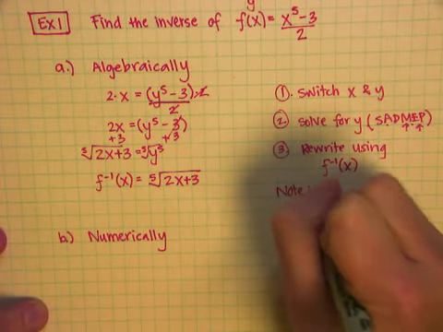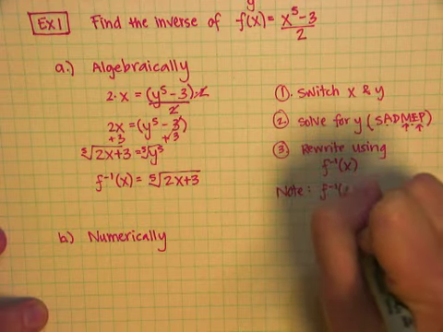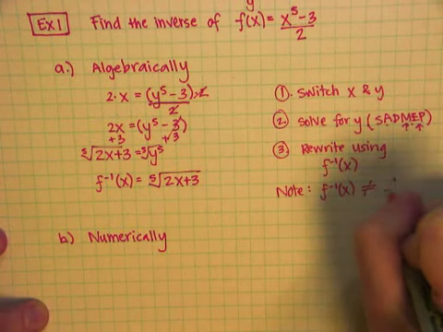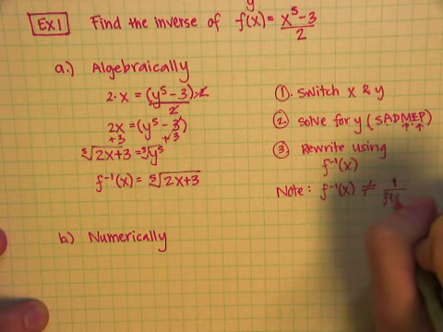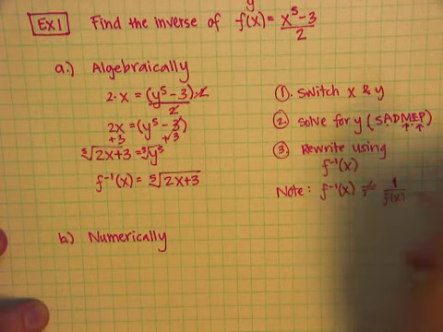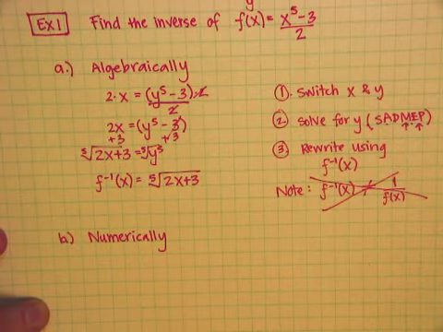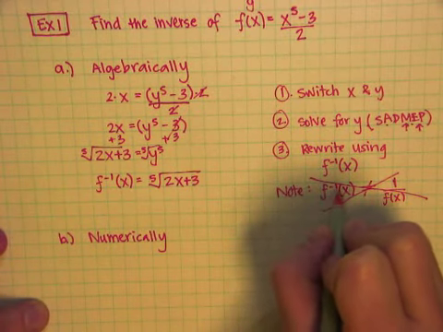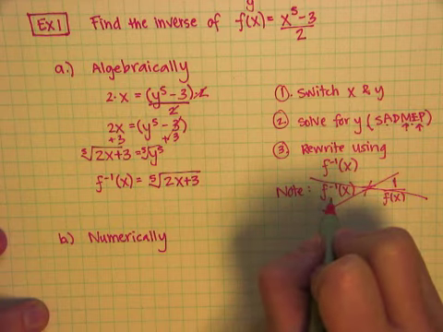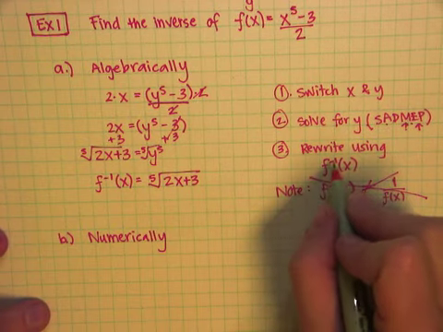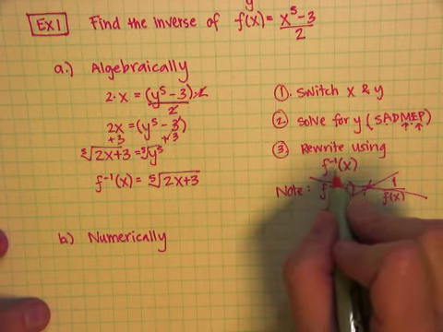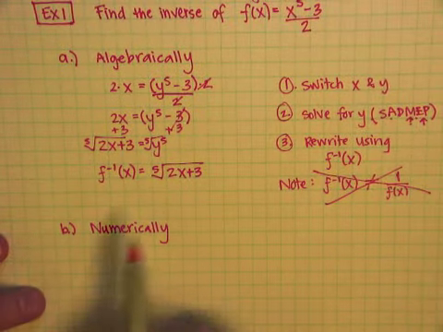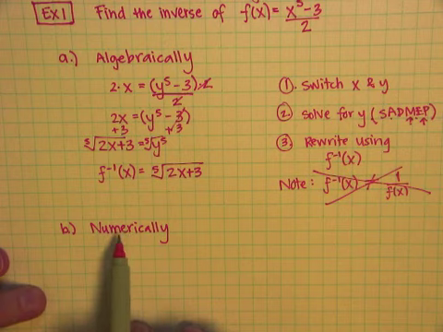Note here, f to the negative 1 of x means inverse. It does not mean 1 over f of x. Okay, so this is bad. It does not mean 1 over. This is not the same thing as to the negative first power. It's just a special notation that tells you that this is the inverse. Okay, and I know that's kind of confusing because they use that negative 1 and it looks like a power, but it's not.